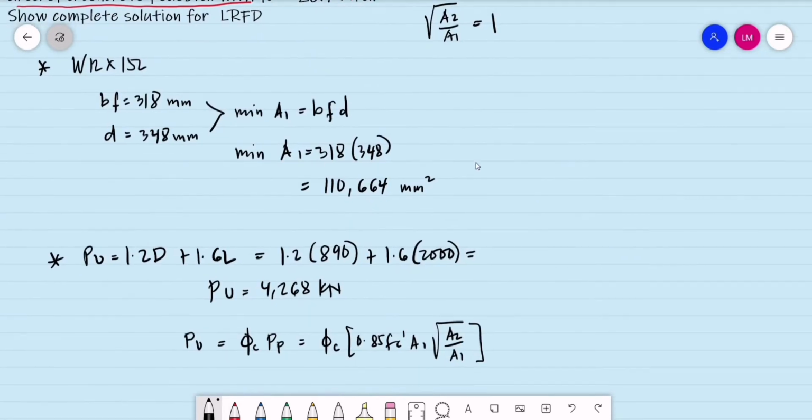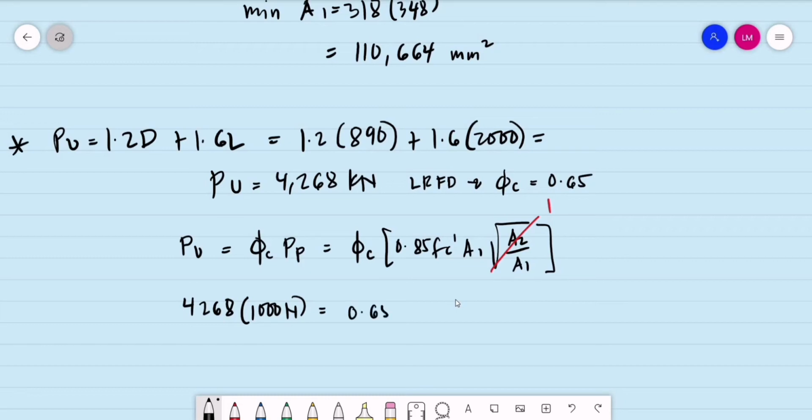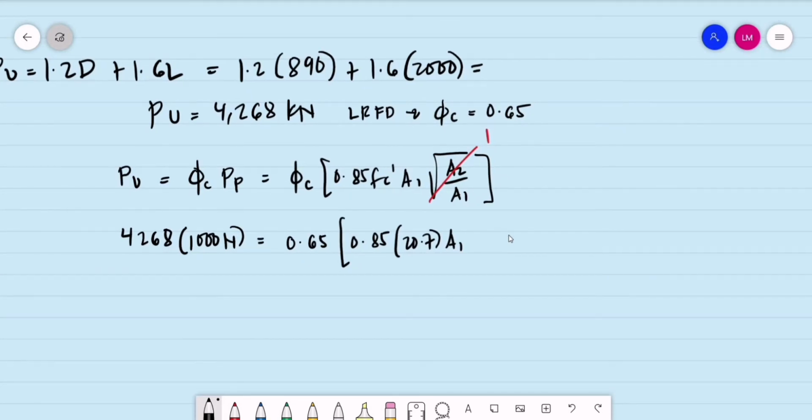So we can now compute for the value of area 1. Again, this value is simply equal to 1. So this is our P_U, which is 4,268 in terms of kilonewtons, multiplied by 1,000 newtons. It is equal to, again for LRFD, our reduction factor phi_c is 0.65. So we have 0.65, then multiplied by 0.85, the given f'c is 20.7, then multiplied by area 1, and the square root of area 2 over area 1 is simply equal to 1.